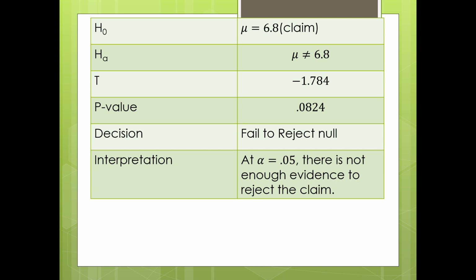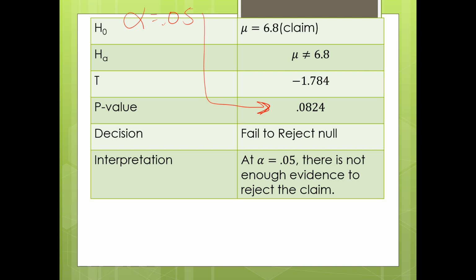That was their claim. The complement of that is not 6.8. The t-score from the calculator was negative 1.784 with a p-value of 0.0824. Our alpha, again, was 0.05 here. So when you compare our p-value to our alpha, our p-value is larger. When our p-value is larger, we fail to reject.